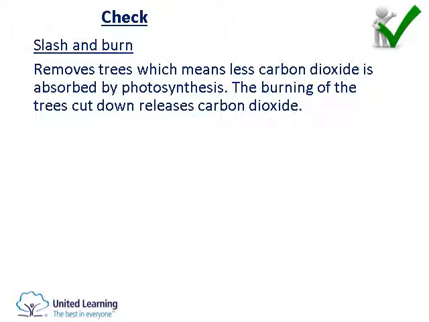So this one's a little bit more difficult. Basically, it's just another way of removing trees. So they burn areas of forest. So not only are you removing the trees, so there's less photosynthesis, there's combustion, so you're producing carbon dioxide. Again, link it to habitat, so it's causing habitat destruction.